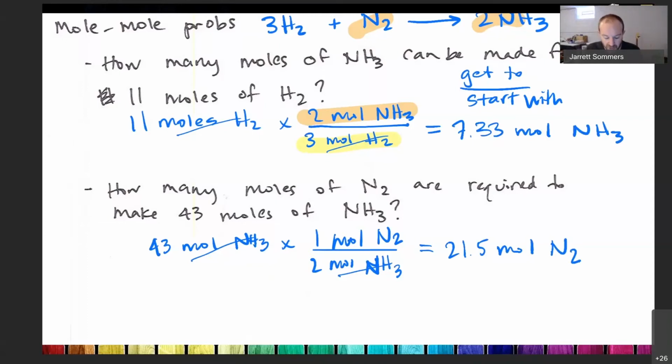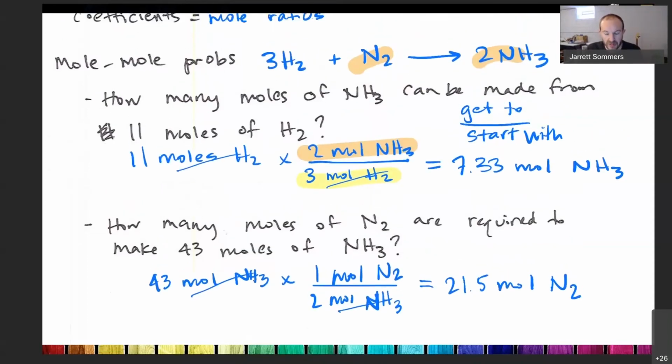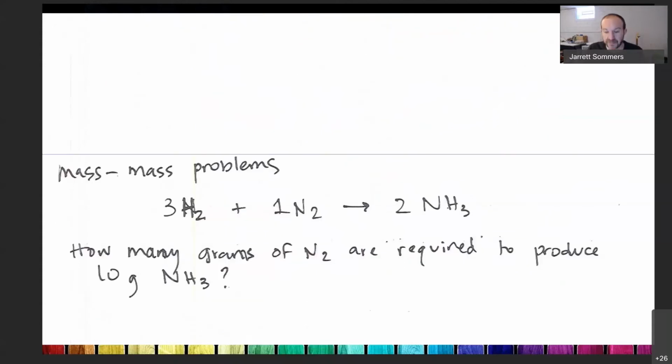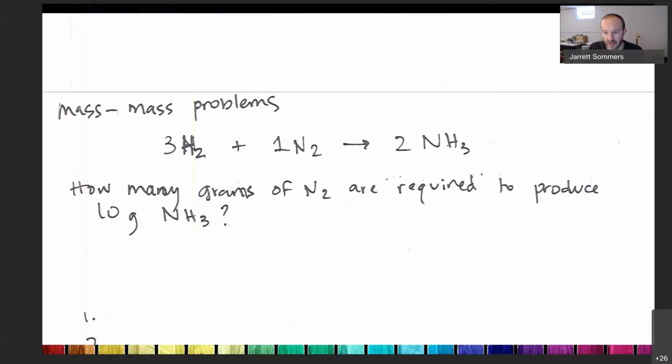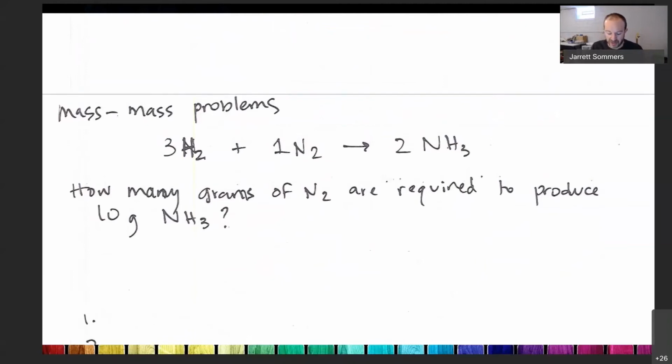Well, this is nice. And mole is the real important part. But in reality, if you were in lab, you don't measure things out in moles. Instead, you usually measure them out, especially if they're solid things, in grams. And so those problems are called mass problems. And mass problems are more challenging because it's all about the mole ratio from a balanced reaction.